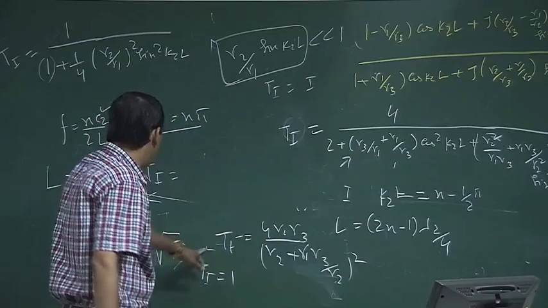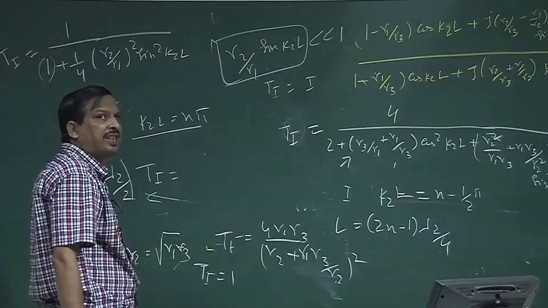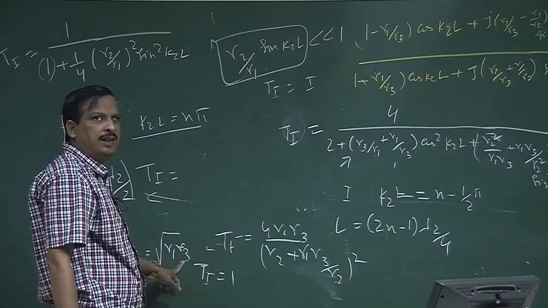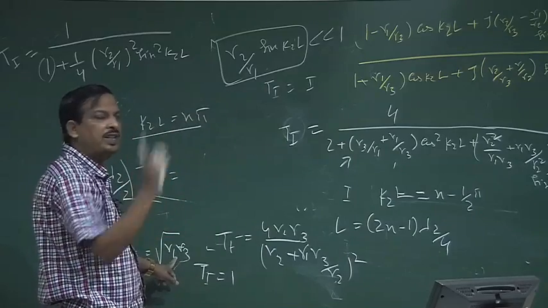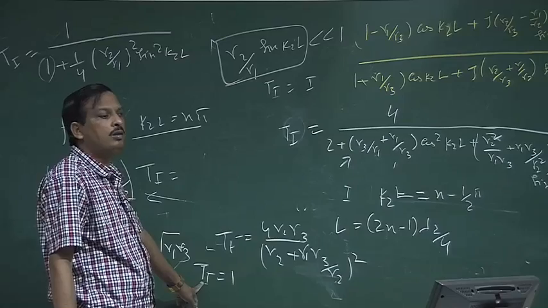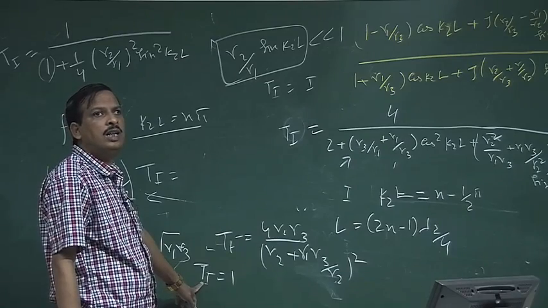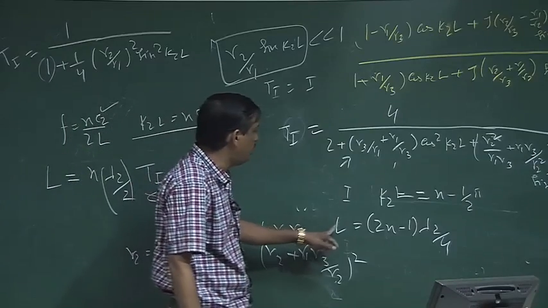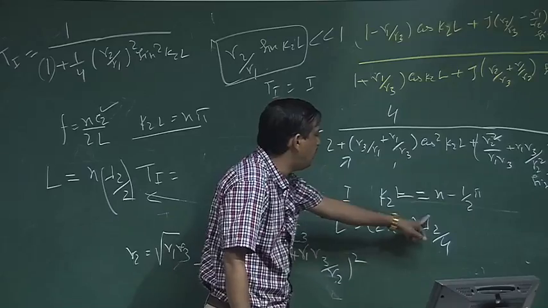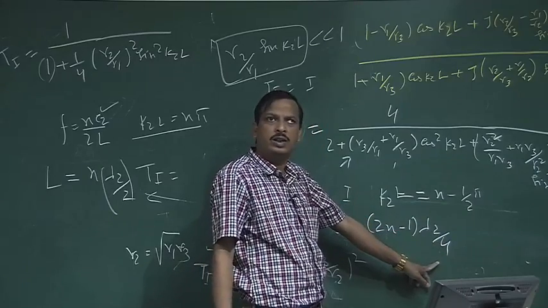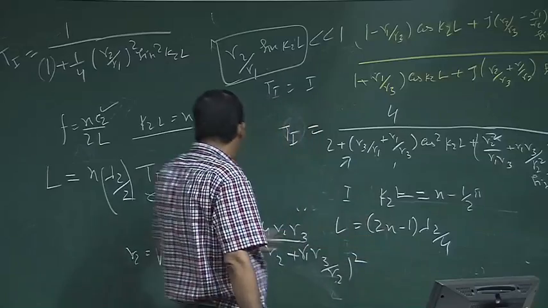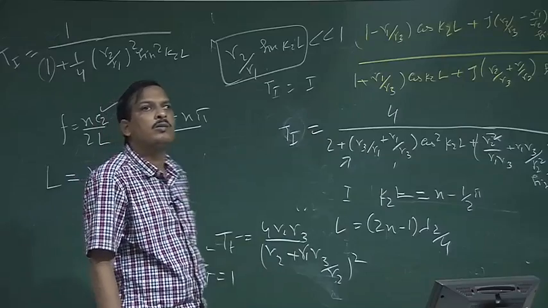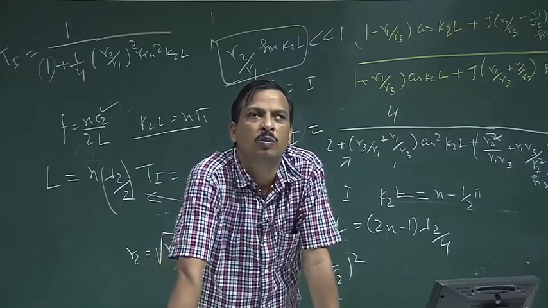Ti will be 1 if the characteristic impedance of the intermediate medium is the geometric mean of the two separate media. Also, for those frequencies for which L is equal to (2n minus 1) times lambda by 4, the wavelength divided by 4, and R2 is the geometric mean of R1 and R3, Ti will be 1. For those frequencies also the transmission coefficient will be 1.